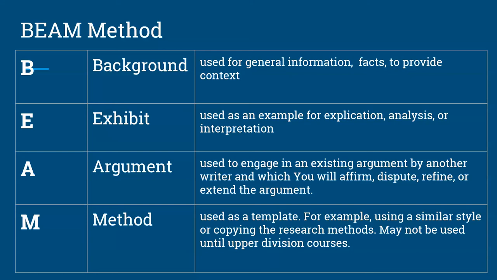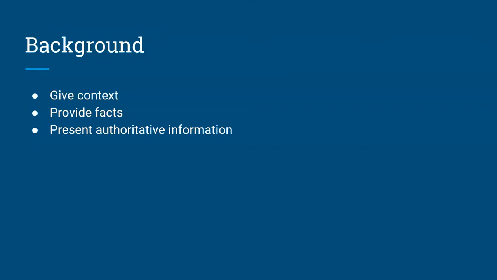Background sources are the most obvious and the sources we typically start with for general information, facts, and context. Exhibit sources are used as examples to illustrate the points you're making. In addition, you should engage with argument sources, ones in which the other writer makes a claim that you will then affirm, dispute, refine, or extend in some way. And finally, you may use the methods, follow an approach, or use a key idea that you find in a method source. Let's take a look at these categories in more detail.